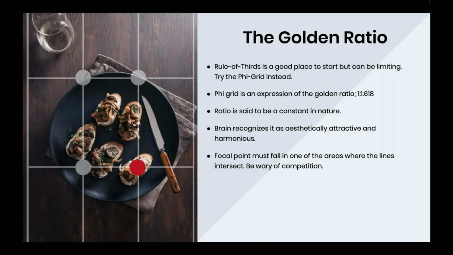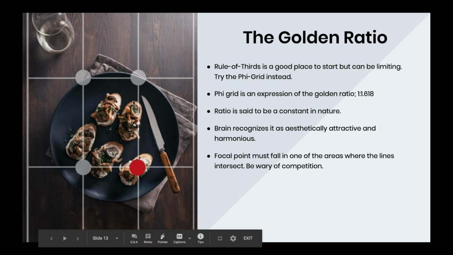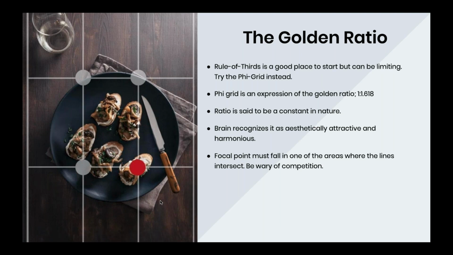And the reason it's important in photography is that our brain recognizes it as aesthetically attractive and harmonious, probably because it is a constant in our world and it's around us and we're just used to seeing it. So again, the focal point must fall in one of the areas where the lines intersect. It doesn't have to be exact, but you do want it generally in that area.